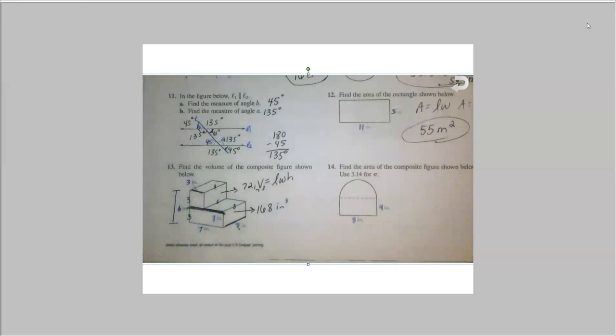So to find the full volume of this composite figure, we're going to add those numbers together. 72 plus 168 will be a total volume of 240 cubic inches. All right, so that's the thing about composite figures. You've got maybe two different shapes that you're putting together to make a new shape. So we have to break them into shapes that we can calculate with our formulas, and then in this case, we combine those together.